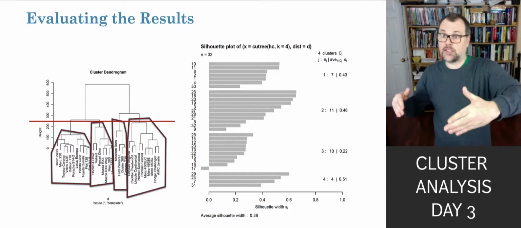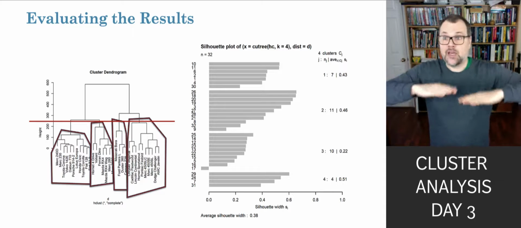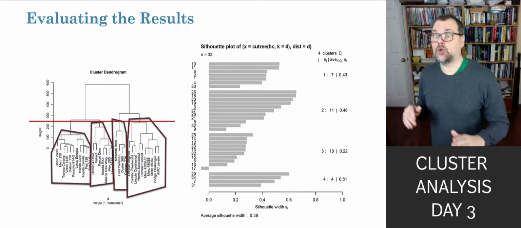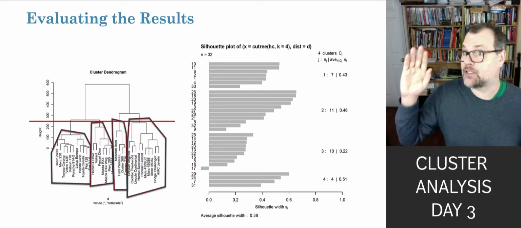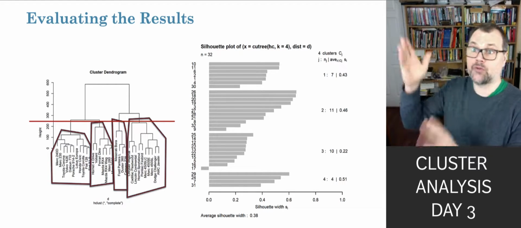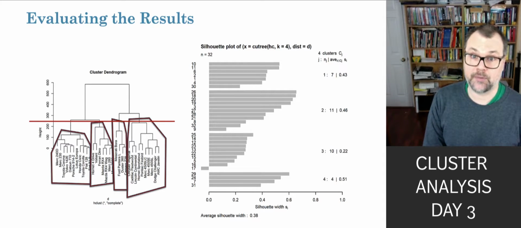So another way in which you can decide at what height you cut the tree is to compute the silhouette metric, or see the silhouette metric for all of your observations as you change the height, and then you might decide to cut the tree whenever all of the silhouette metrics are positive and above a certain threshold, a certain value. That could give you some information there.